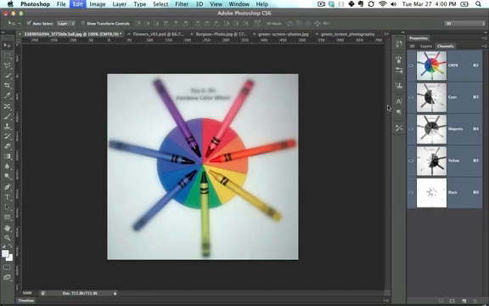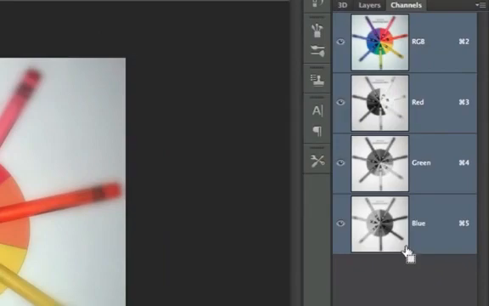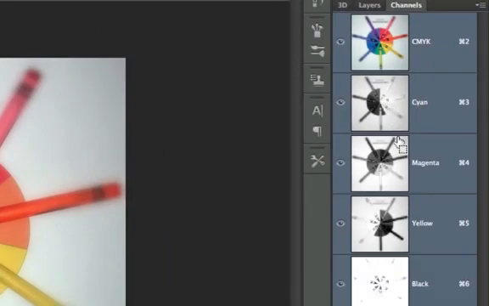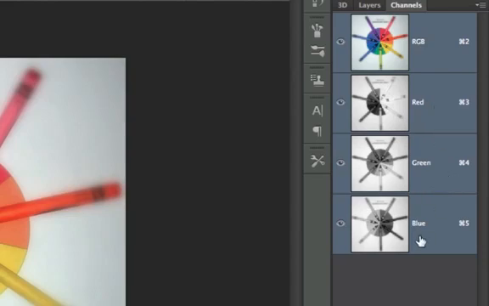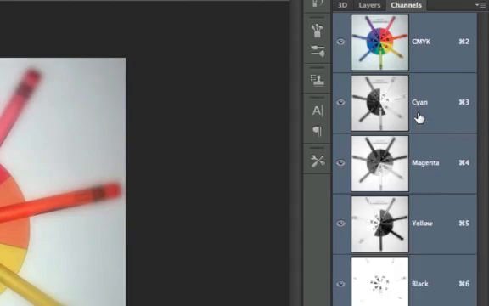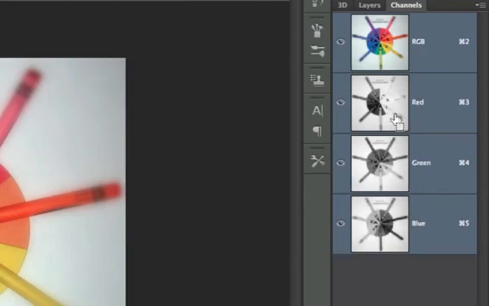So I'm just going to go between these two and check out the channel palette when I do that. You'll notice that it actually doesn't change that much. So look at red, green, blue, and now just look at red. Just stick it to red. Look at red, and now look at cyan. And you'll notice they're virtually the same.